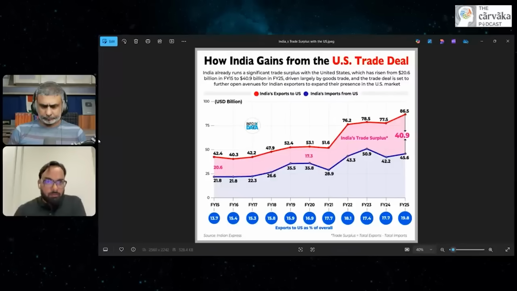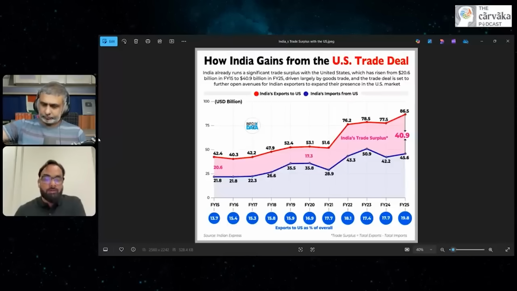Our key exports to the US are pharma, electronics, gems and stones, and jewelry, which combined make up 45% of our exports to the United States. With tariffs down, and with us being in a better position to compete with other countries that have been tariffed much higher, our exports are going to increase.